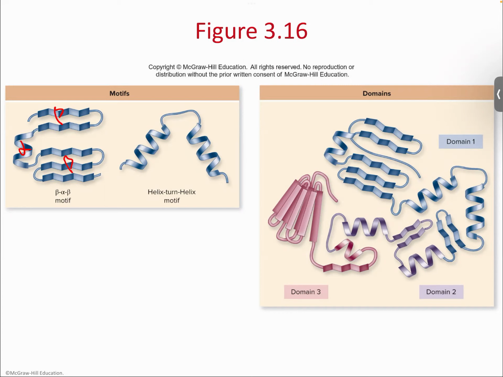And then we can see helix loop helix or helix turn helix. This is your alpha helix, here's your turn, and then here's an alpha helix. This we associate with some sort of function as well. Now, when we're looking at domains, generally speaking, a domain is a little bit bigger. A domain might have some recognizable motifs in it, but it doesn't necessarily have to. Domains can be made of anything, but generally speaking, domains are like modules of function. That's what they are.